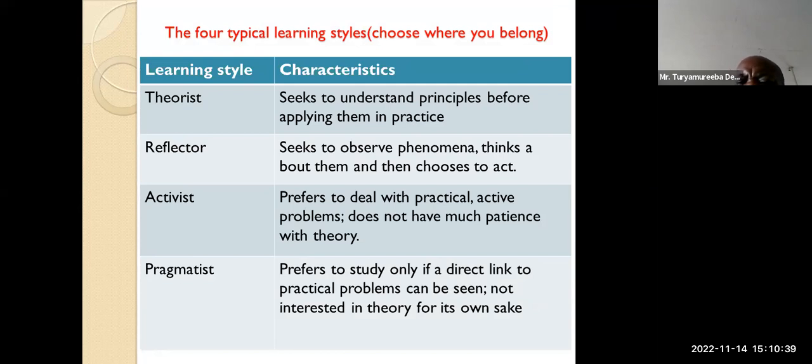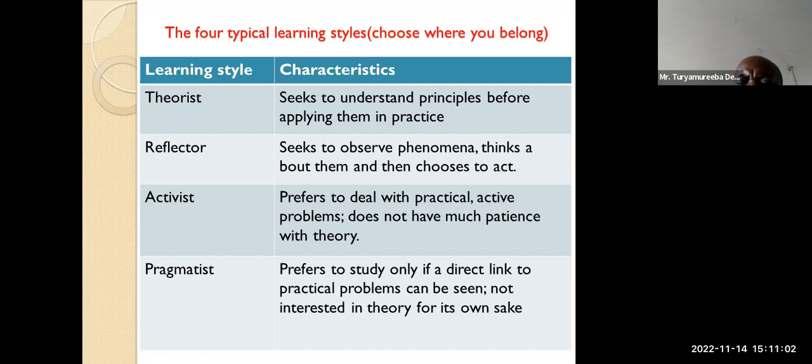Those ones are called the theorists. They have to first read the whole textbook, they reread, and then they can start revision. The reflectors seek to observe phenomena, think about them, and then choose to act. Those ones can look at the questions and then read as they answer the questions.